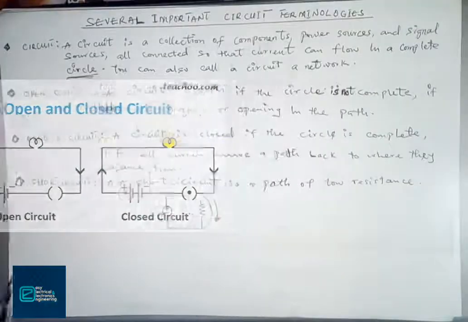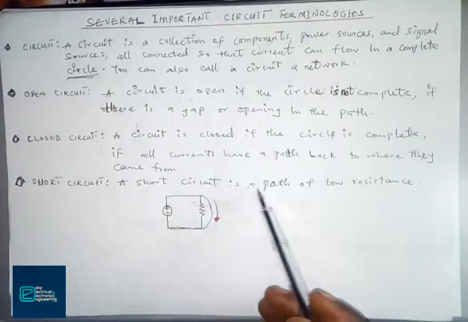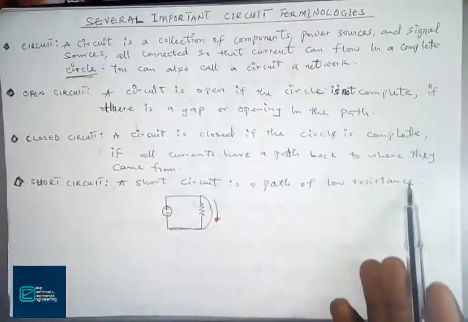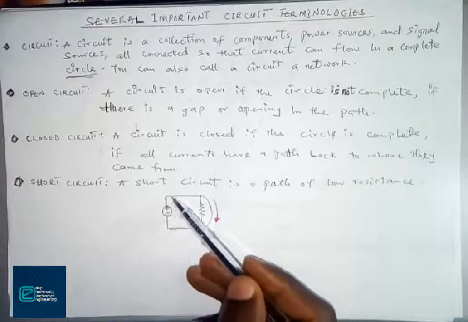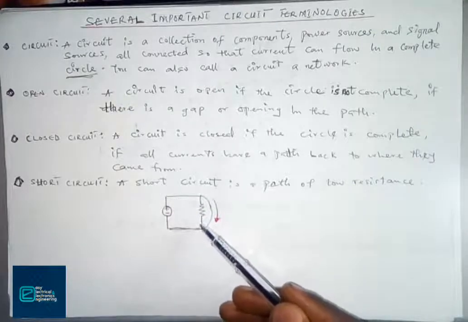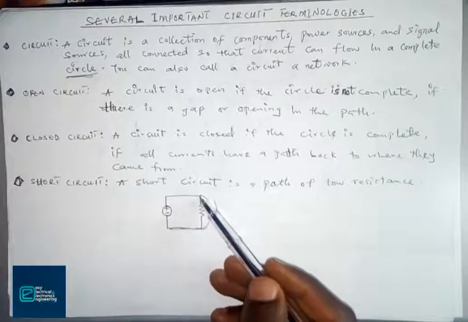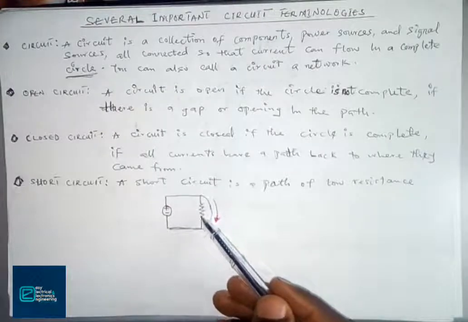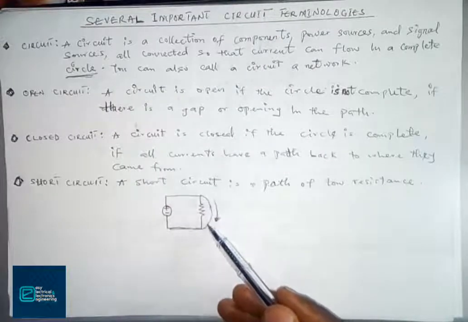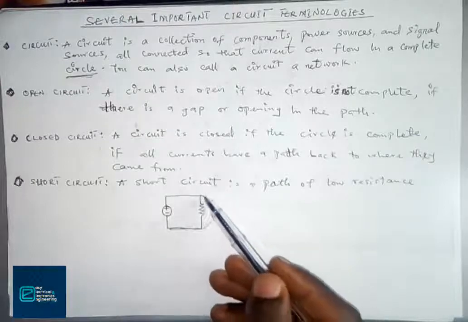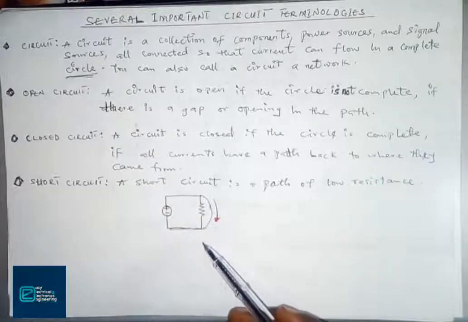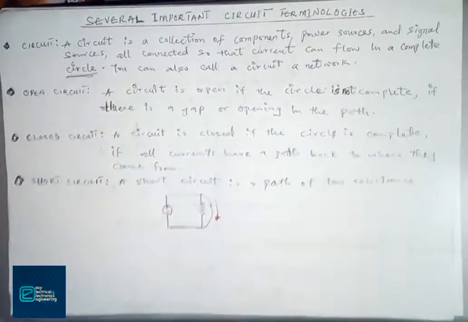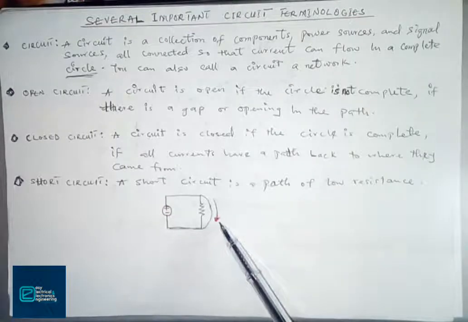And of course, the last one, short circuit. A short circuit is a path of low resistance. So we can use this figure to quickly explain that. This is a simple circuit, and the intended path for the current to flow through is this resistor. Now we have another curved wire here. This curved wire is the short. The short is there as a diversion, so perhaps it wasn't intended.